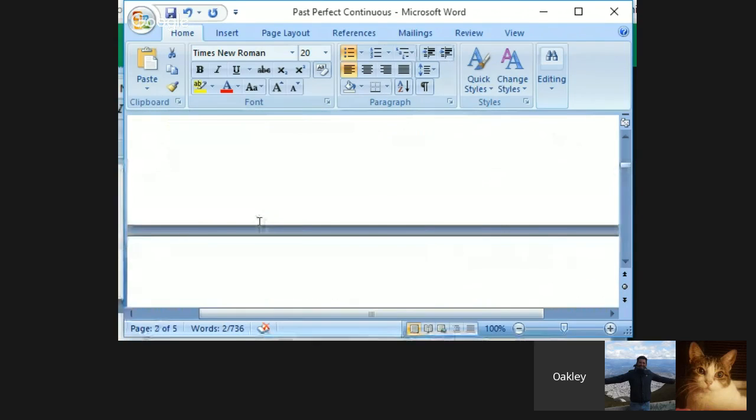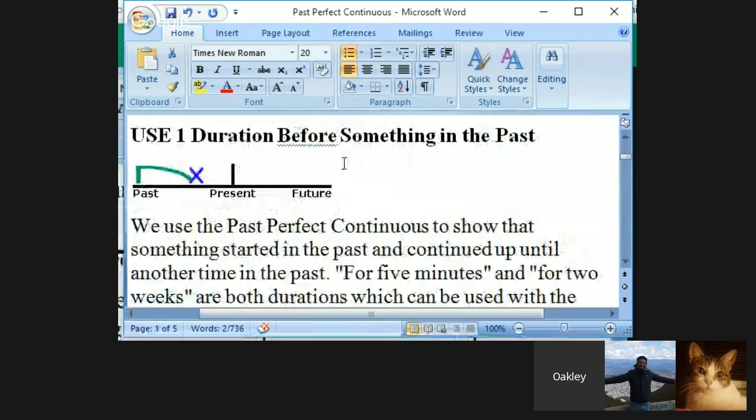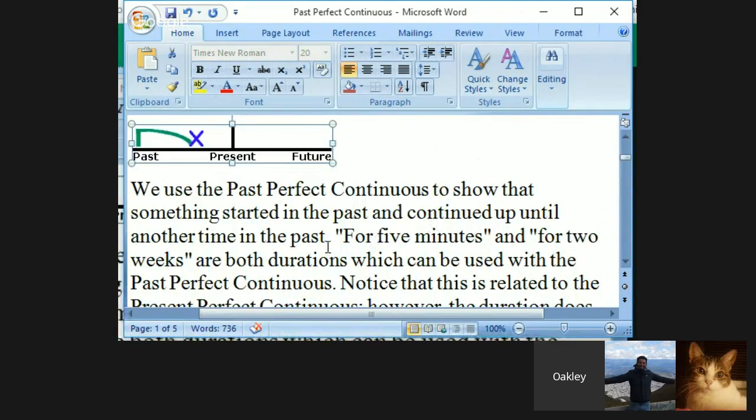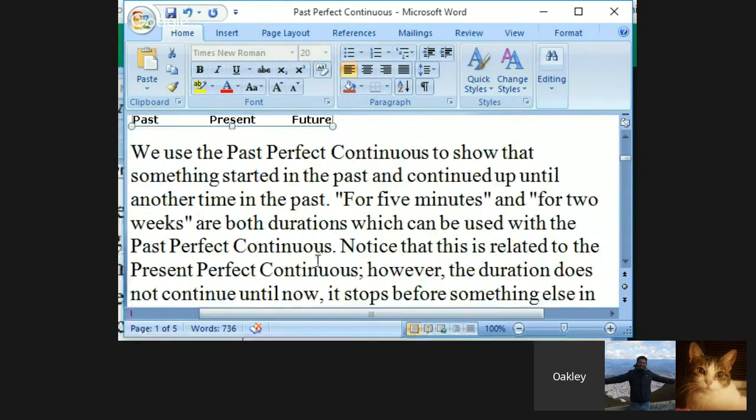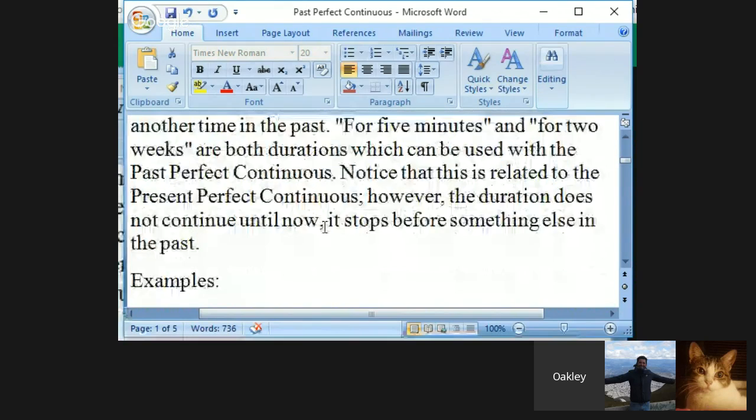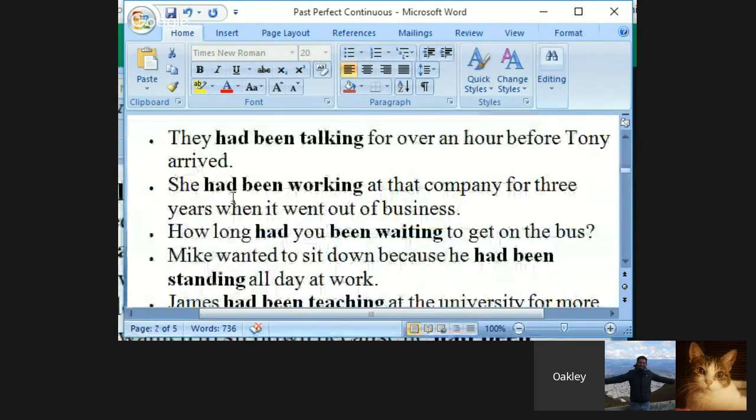Since there's only two of you and we zipped through this lesson pretty fast, and we both kind of struggled with the first usage, we're going to try it again. Why not? To make sure we got this down, let's try this again. Again, duration before something in the past. Something started in the past, continued up till another time in the past. All right. She had been working at the company for 3 years when it went out of business. They had been talking for over an hour before Tony arrived.